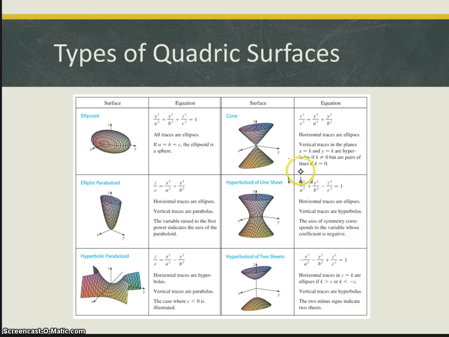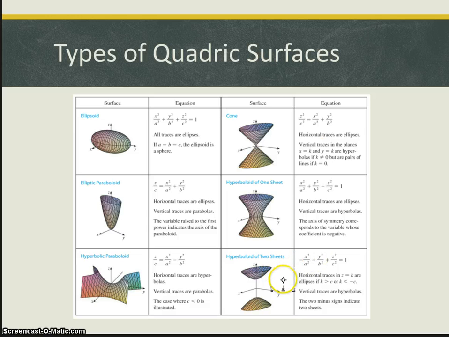Okay, now our hyperboloid of one sheet is the next type. Notice that this is of the form x squared plus y squared minus something involving z squared equals 1. This type of equation creates a hyperboloid of one sheet. Horizontal traces are ellipses, vertical traces are hyperbolas, and the axis of symmetry corresponds to the variable whose coefficient is negative. So in this example, the axis of symmetry is the z-axis, and notice that the z term is negative.